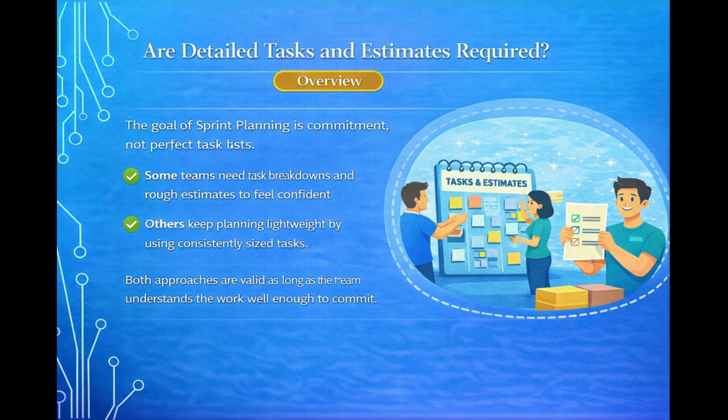Are detailed tasks and estimates required? The goal of sprint planning is commitment, not perfect task lists. Some teams need task breakdowns and rough estimates to feel confident. Others keep planning lightweight by using consistently sized tasks. Both approaches are valid as long as the team understands the work well enough to commit.